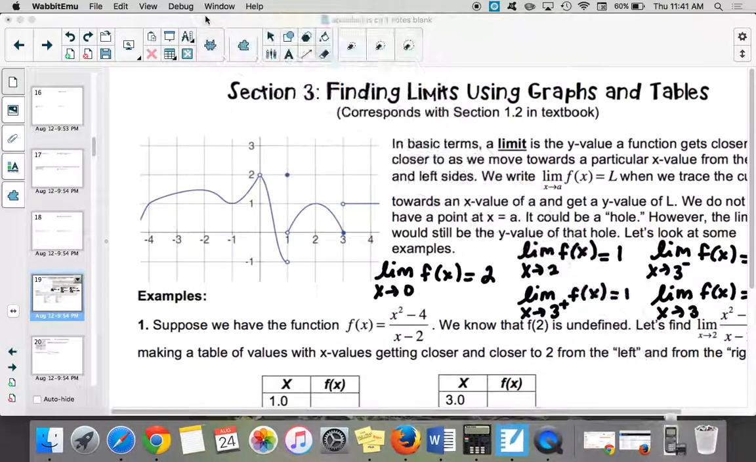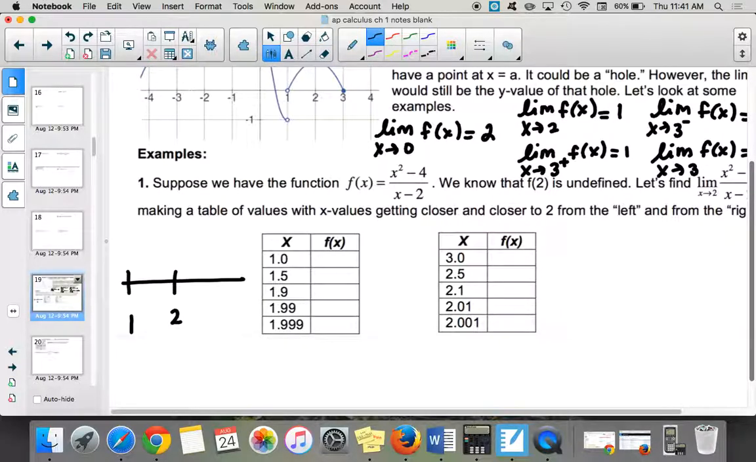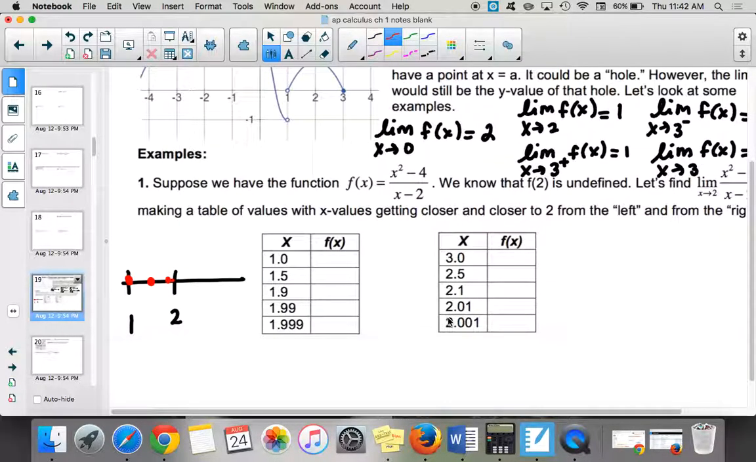So let's think about what from the left and from the right means. As we're getting closer to 2, 2 is where it's undefined. So if I'm coming from the left, I want to plug in 1, 1.5, 1.9, 1.99, 1.999. When I plug those numbers into my table, what am I getting closer and closer to for my y value? 4. We all see that. Do you see the pattern? It's always 2 more. So I had 3, 3.5, 3.9, 3.99.